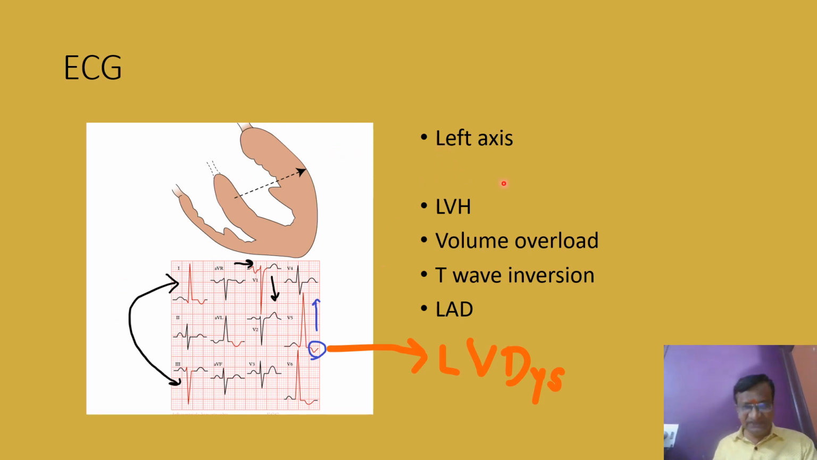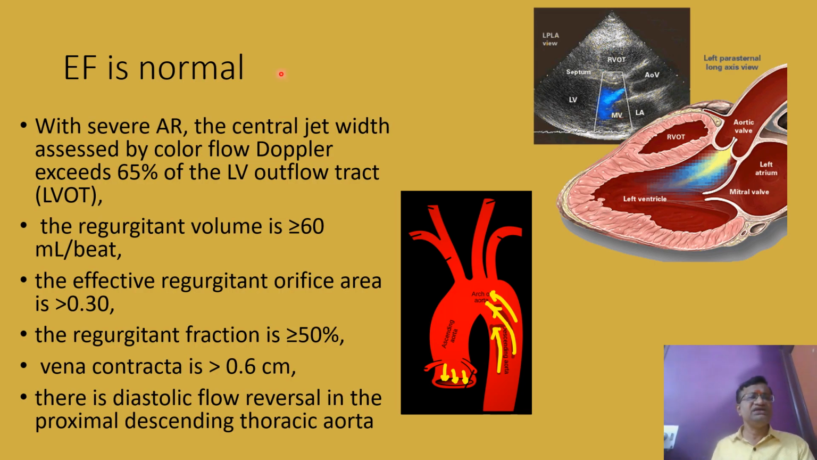There may be a left axis deviation, LVH, volume overload. There may be T wave inversion. If this T wave inversion is symmetrical and significant, then the ECG itself tells there is some LV dysfunction, because EF is normal. EF is not affected in acute, which is unlike chronic AR.